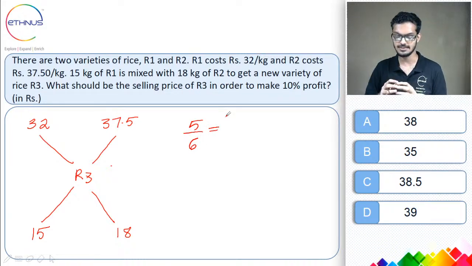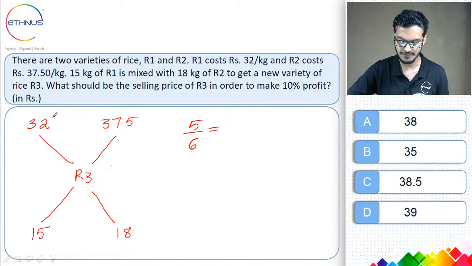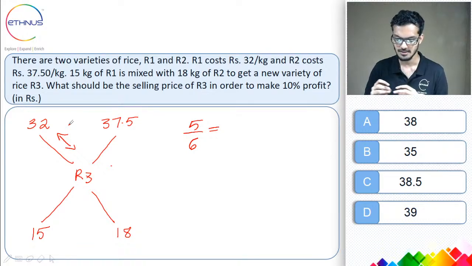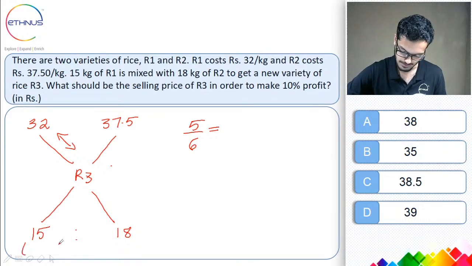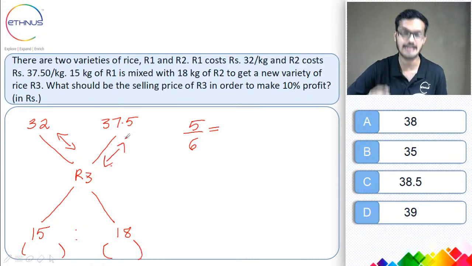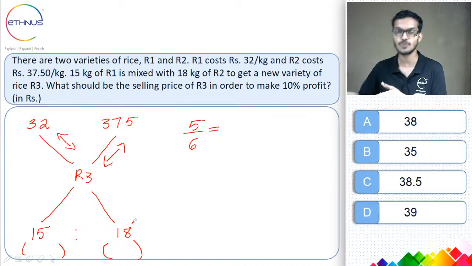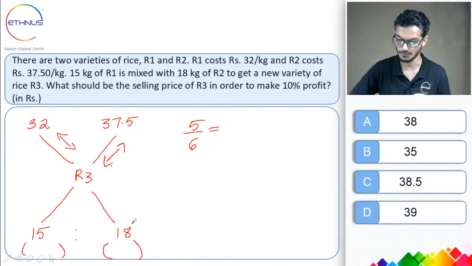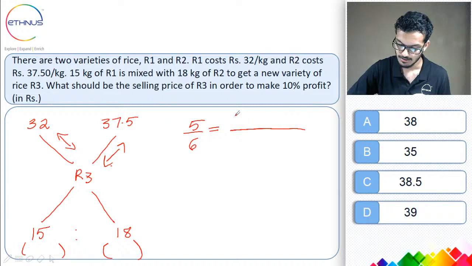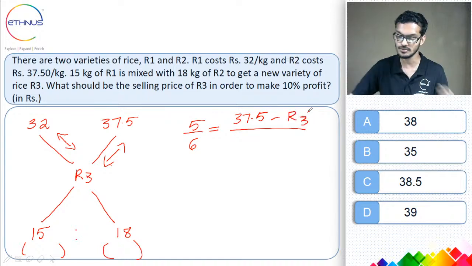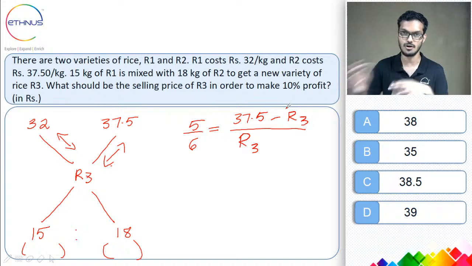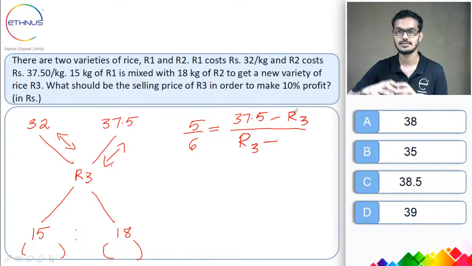Then the next numerator will be the difference between R3 and 32, R3 and R1, whatever the difference is. This value will be the difference between R3 and 37.5, and with respect to 18, it is the difference between R3 and 32. So here it will be 37.5, the larger portion, minus the mixture, the combination of both, divided by the mixture or the average, minus the cheaper one, the one with the lesser price, that is 32. If you solve this, you'll get the value for R3.